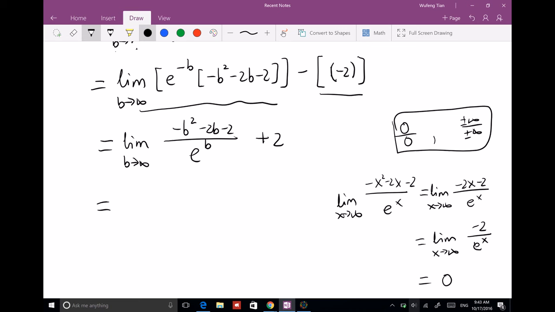Because the exponential function increases faster than the polynomial function. This e to infinity goes way faster than the polynomial function. So if you use L'Hopital's rule and take the derivative twice, the numerator becomes a number, but the denominator is still infinity. So the whole thing for this one is going to be 0. Use L'Hopital's rule twice. Then you add 2, so the answer is positive 2.